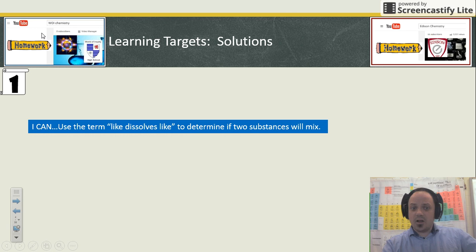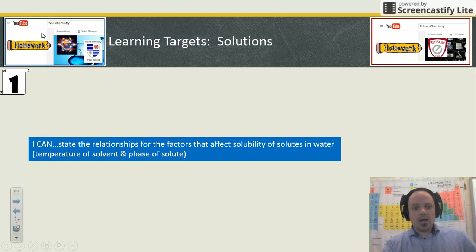Use the term like dissolves like to determine if two substances will mix. Why don't oil and water mix? We'll have to use the term like dissolves like as it pertains to polarity for the explanation. State relationships for the factors that affect solubility. So as temperature increases, the solubility does this for this particular substance, or as temperature decreases, the solubility does that for a different substance.